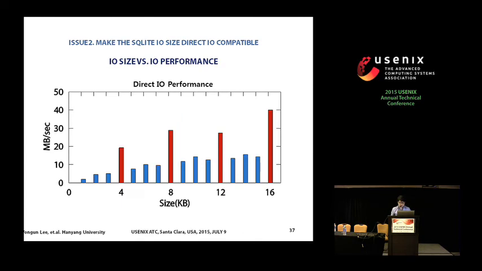The second issue we talked about is making the SQLite I/O size direct I/O compatible and block device friendly. We examined the direct I/O write performance on Galaxy S5. We observed a larger degree of performance improvement when the I/O size is aligned with the file system block size or NAND flash page size. This simple experiment provides an important direction for our optimization effort, leading us to align the I/O with multiples of 4 and 8 kilobytes.